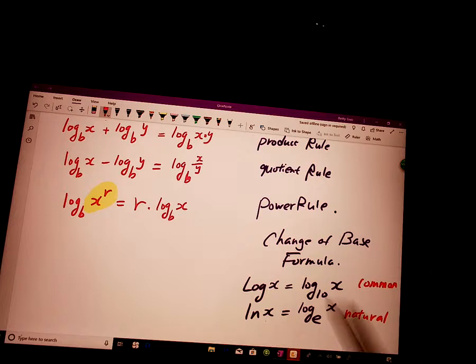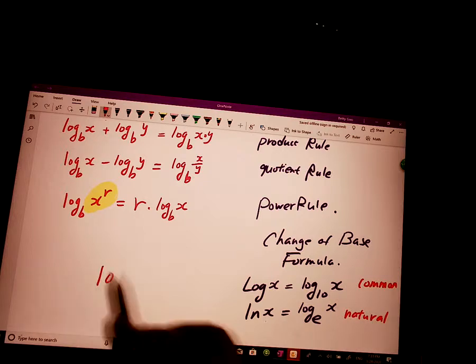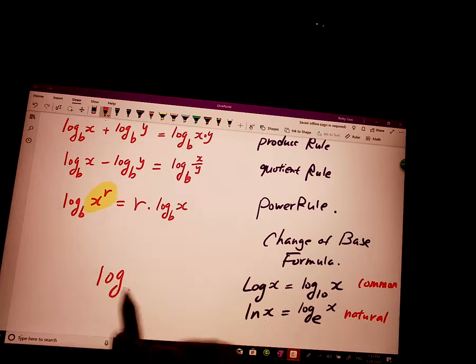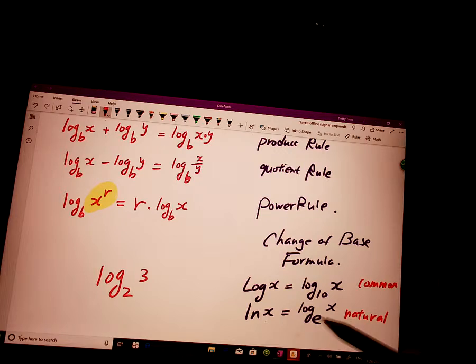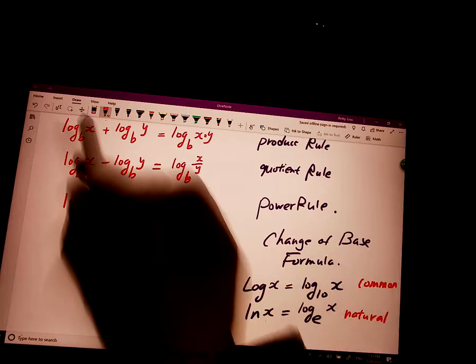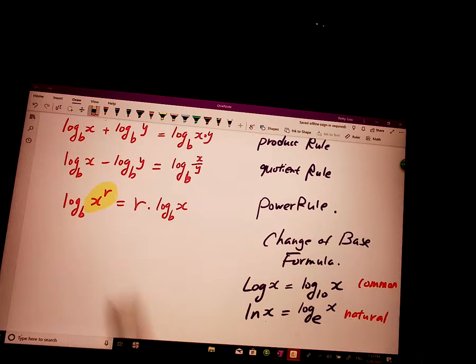So it means that if it's a common logarithm or a natural logarithm, we would have no problem evaluating the logarithm, right? Simply just put the value of x there. What if you need to evaluate log with base 2 of 3? Then the calculator wouldn't be able to help you directly. Then you need to do something: apply the change of base formula.